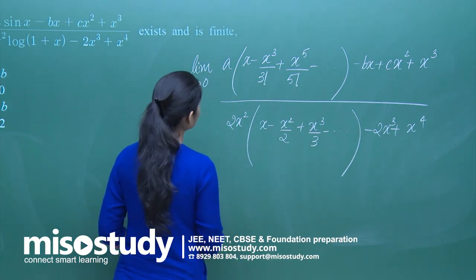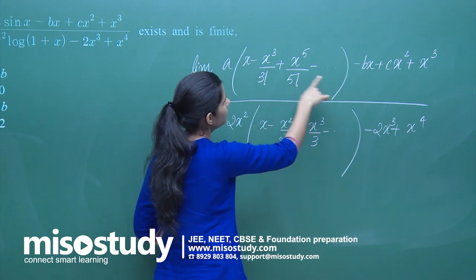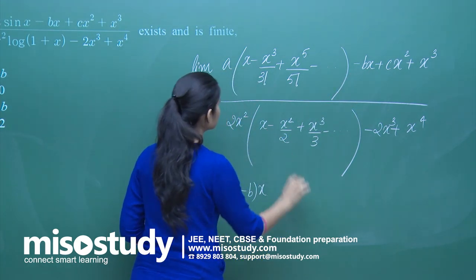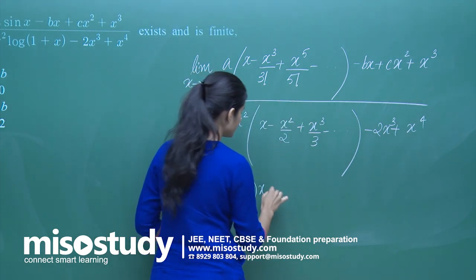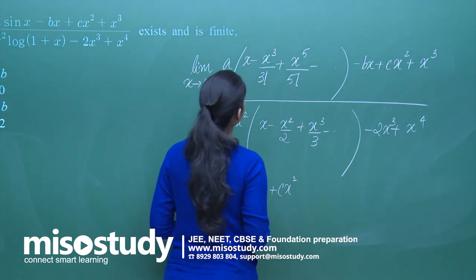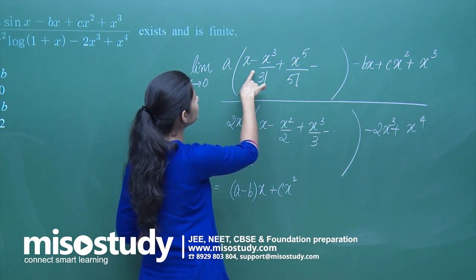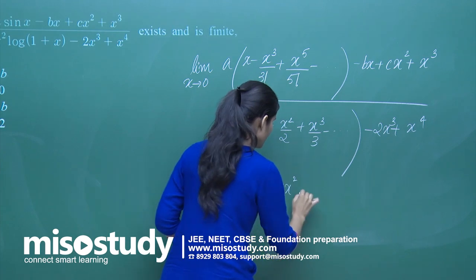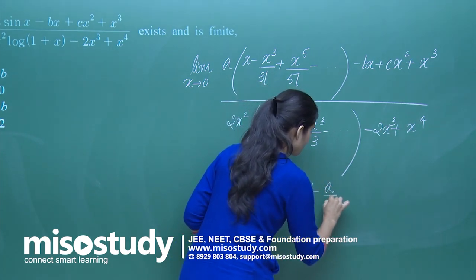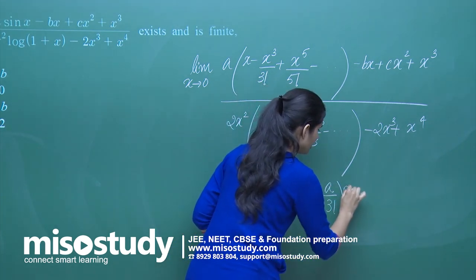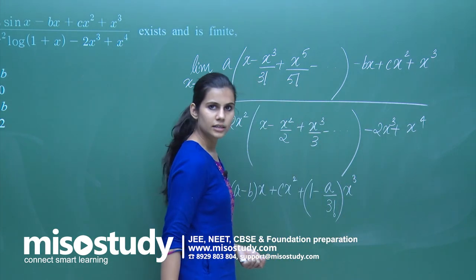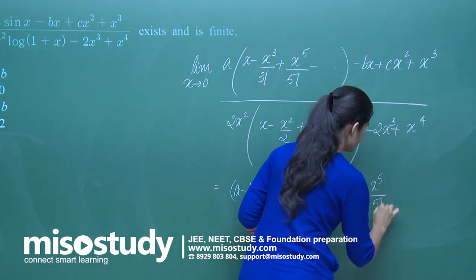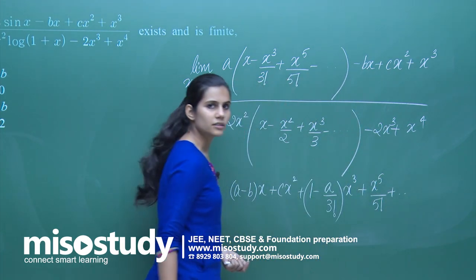So here if you see, you basically have ax minus bx, so a minus b x, then you have plus cx square, and then talking about x cube, you have minus a by 3 factorial x cube and 1 x cube. So you have 1 minus a by 3 factorial x cube, right?